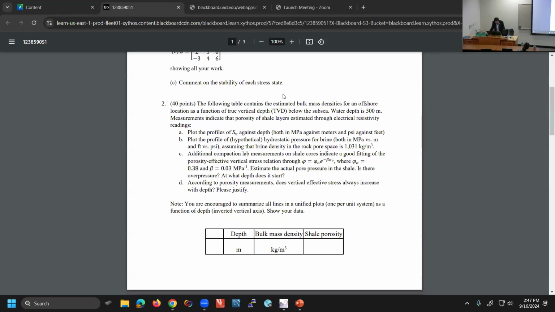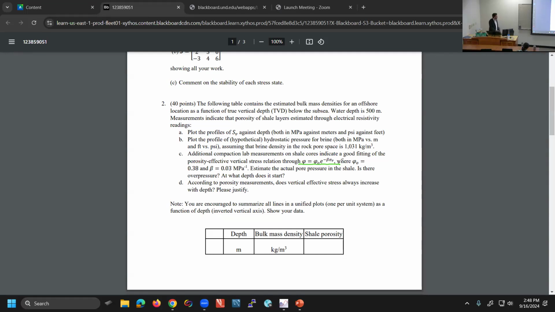Additional compaction lab measurements. Okay, so we are gonna see that in class. This equation is a little bit like the hydrostatic value that I told you. You only use it if I tell you so. Same thing for this equation. It's good for shales under given conditions. It's not good for everything. So it's a nice approximation if you are dealing with mud rocks at given conditions, but it's not universally applicable. So be careful where you use it.